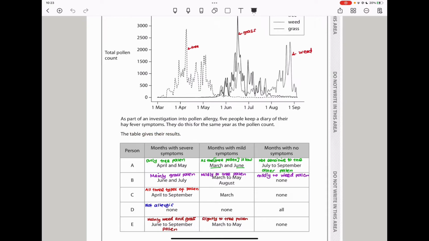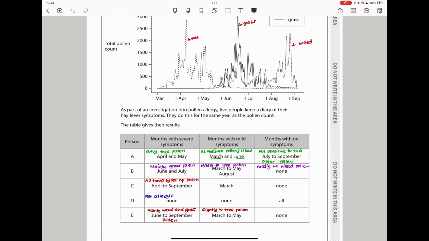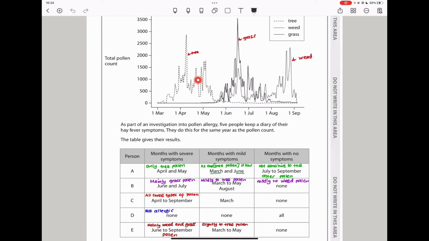The table gives the results. So we can see there is person A. They have severe symptoms in the months of April and May, meaning they are going to be allergic to this. They also show mild symptoms from March to June. Because it is March to June, you can see it is still the same part. It means these people are only allergic to tree pollen. Here we can see, yes, this is still in the area of tree pollen. And from July to September, they have no symptoms. So it means they will not be allergic to grass pollen as well as weed pollen.